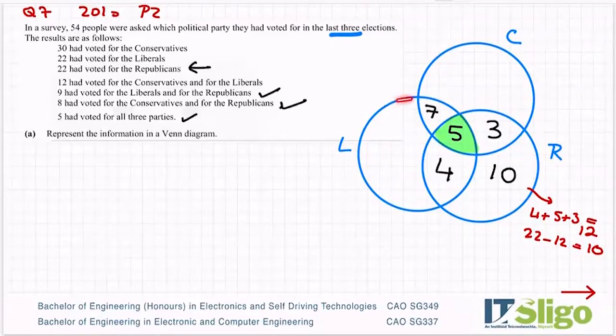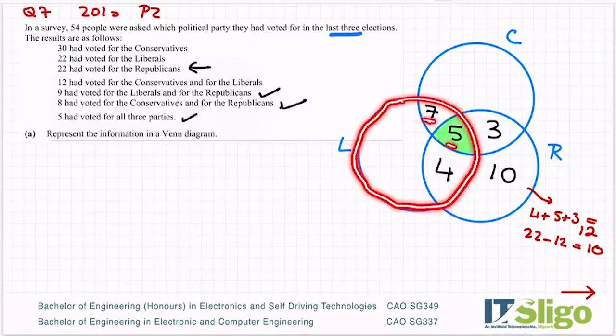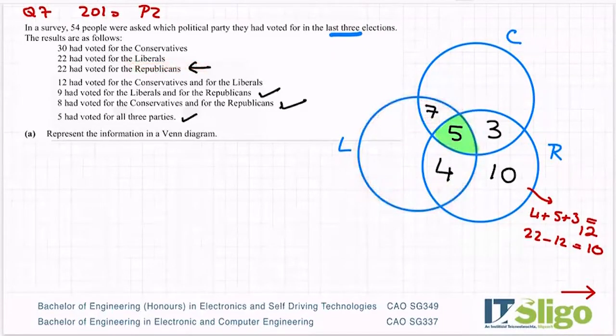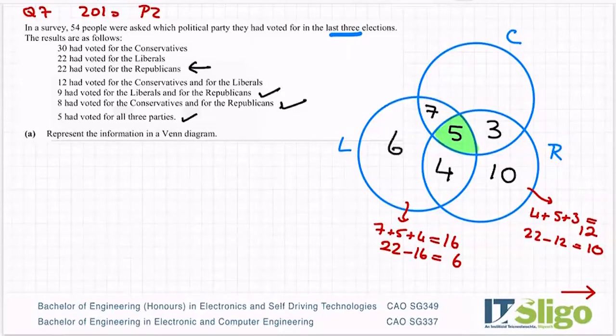And in the same way, let's take a look at the Liberals. So we have 7 and 5 and 4 that have voted for the Liberals already. Okay, they have voted for other parties, but they have voted for the Liberals. And this didn't say Liberals only, it said Liberals. So again, to work out this one, I'm going to go 7 and 5 and 4. So 7, 8, 9, 10, 11, 12 is 16. 22 minus that 16 is 6. Okay, and so that's the Liberals.